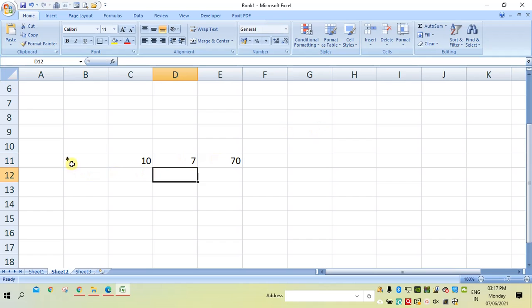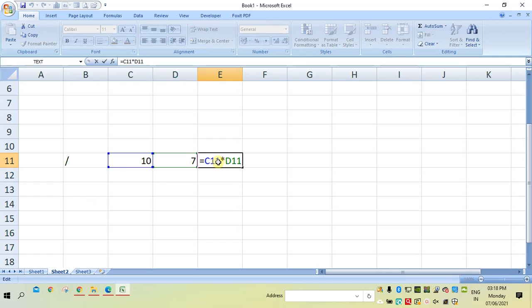Here this is the division symbol, which is used to divide numbers. For example, if you want to divide 10 by 7, in the place of the asterisk you place the division symbol and then press enter. Here 10 is divided by 7 and the result is 1.42. If you want to change it, you can change the number. For example, if I divide it by 2, then the answer will be 5.